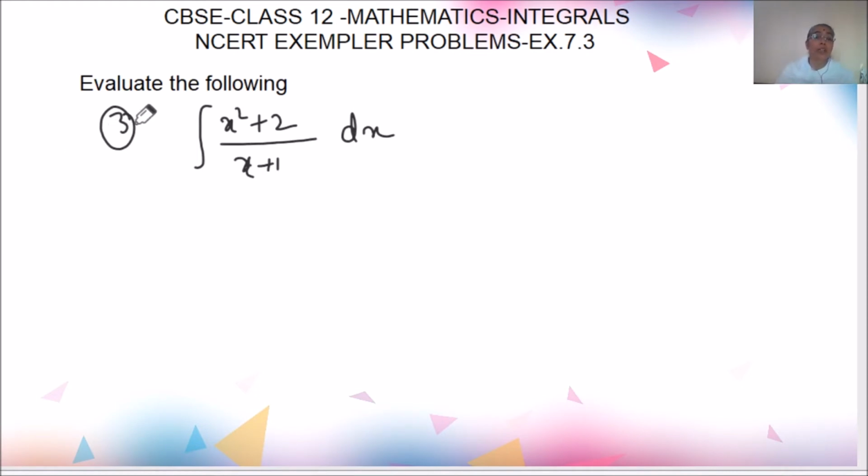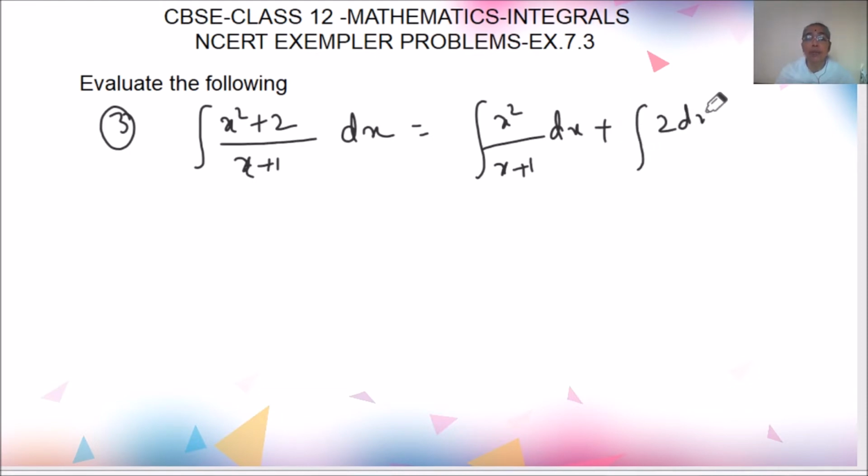Now what's next one? Evaluate the following. So third problem, we should evaluate this given integral. Integration of (x square plus 2) divided by (x plus 1) dx. So, okay, first let us split the integral and see. We split this as integration of x square divided by (x plus 1) dx plus integration of 2 dx divided by (x plus 1). The second part is very simple, it is in the form of integration of dx by (x plus 1), that is integration of dx by x, log mod x.